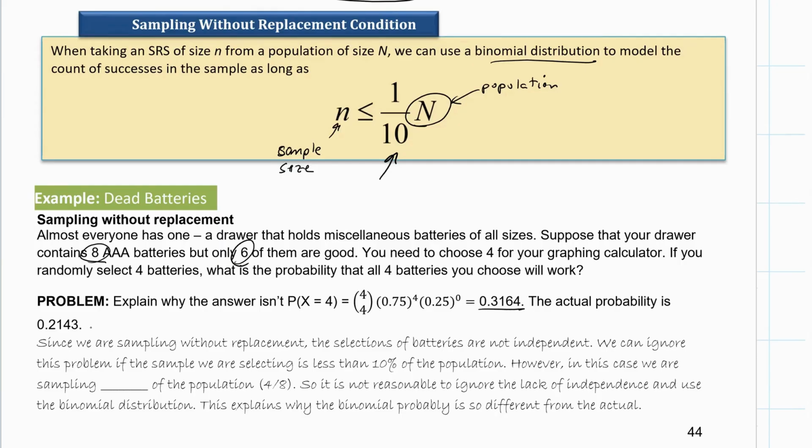What's the probability that we get 4 successes out of those 4 trials? And we calculate this probability. But the actual probability, if we did take into account the lack of independence, is much, much smaller. Why? Because we didn't meet that 10% condition. We chose 4 out of 8. That's 50% of the population, not less than 10%. So you can see that if we ignore that situation, we indeed get bogus numbers.